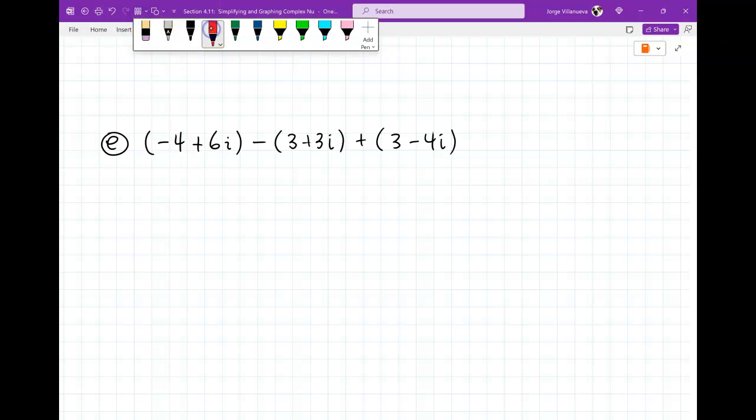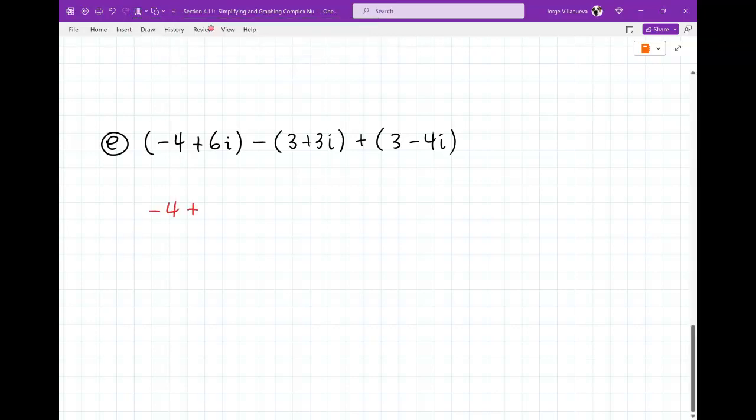So I'm going to start off with the left side, I'm going to write negative 4 plus 6i minus 3 minus 3i plus 3 minus 4i. Notice the only ones that changed sign was the middle terms because those have a minus in front of the parentheses, so you have to distribute it. Okay? But when there's a plus in front of the parentheses, it doesn't change anything.